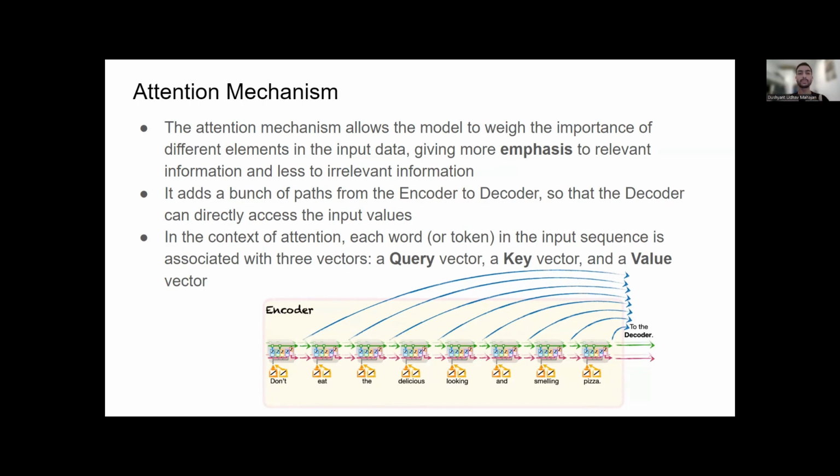But how does it work? Each word in the input sequence is associated with three vectors: a query vector, a key vector, and a value vector. Let me explain it to you with an example.